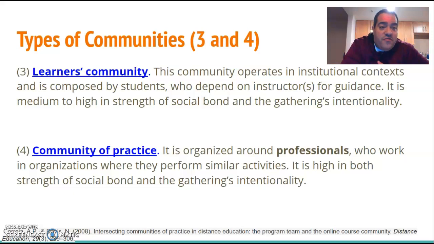You are all professionals in your field, in your area of study, and you perform, for the most part, similar activities. So you have similar interests, similar goals, similar objectives, and these groups, because of the nature of what makes a community of practice, because there's a lot of sharing that happens, sharing of knowledge, tools, resources, best practices, and because of that, there's a greater social bond and a greater level of intentionality of meeting. In other words, there's greater motivation in many ways.